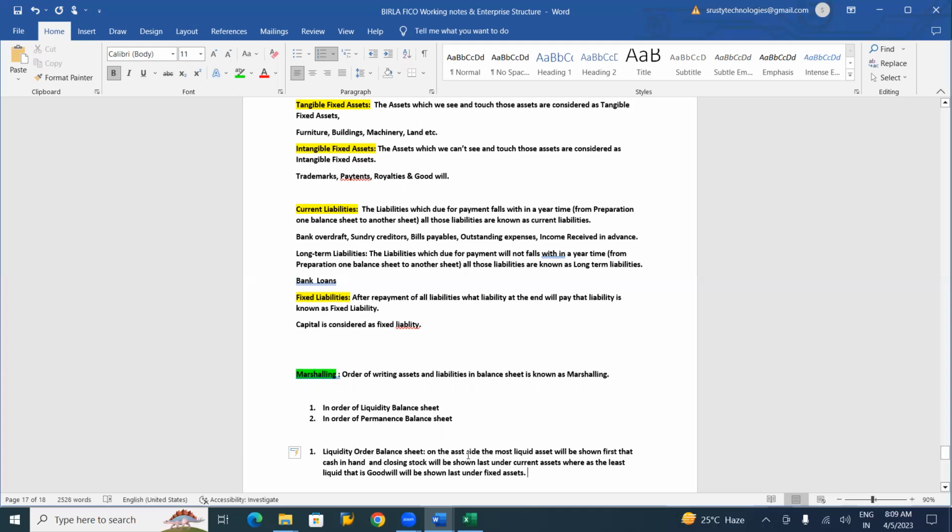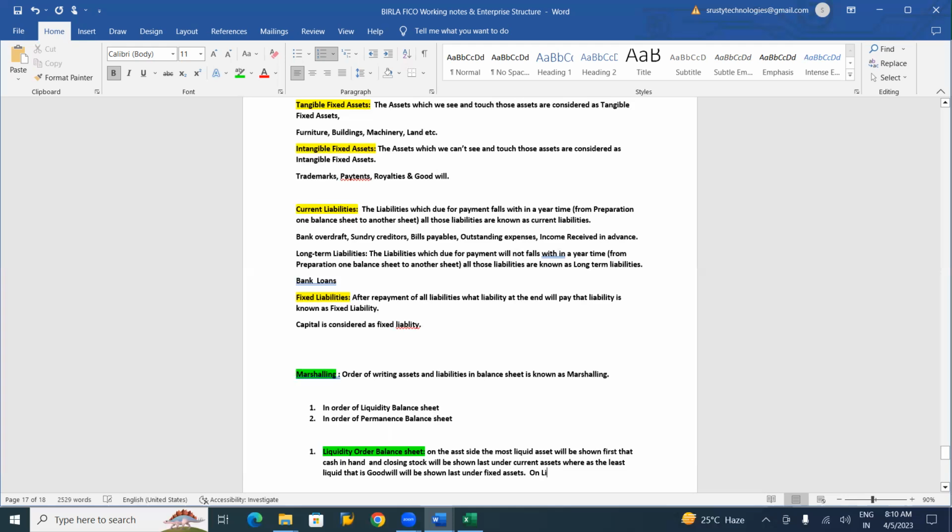Okay, what do you mean by liquidity order balance sheet? It means the most liquid asset will be shown first. So we are not supposed to write whatever we saw in the trial balance. There is a format for the balance sheet. There are two formats: the liquidity order balance sheet and the permanent order balance sheet. I'll complete this on the other side.